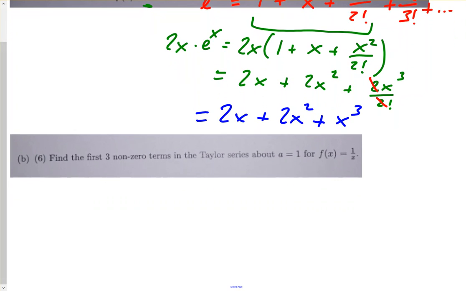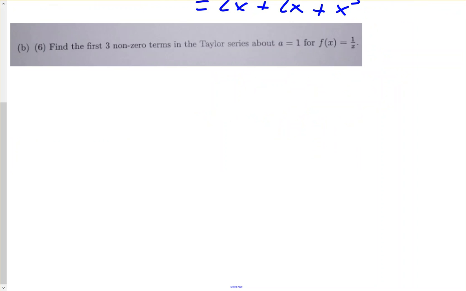Okay. Alright. Next, find the first three non-zero terms in the Taylor series about a equals 1 for f of x equals 1 over x. Okay, so we need the first three non-zero terms. So we need to first come up with our function, our derivatives, and then we have to evaluate at 1.